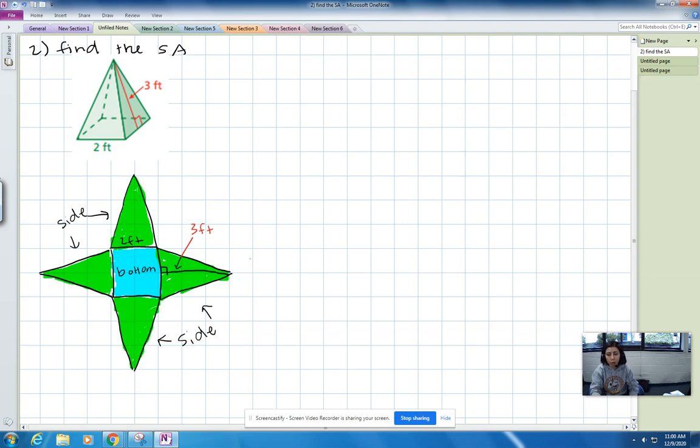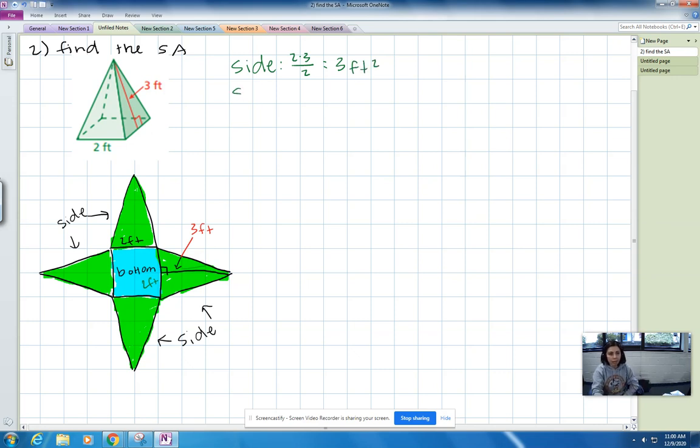That's going to be true of all square pyramids. So let's find the areas of all of the sides. The area of a triangle is base times height, all divided by 2. Remember, this little box, this right angle symbol, shows us where the base and height are. We have 2 feet and 3 feet. So those are our base and height. 2 times 3, all divided by 2, makes 3 feet squared.